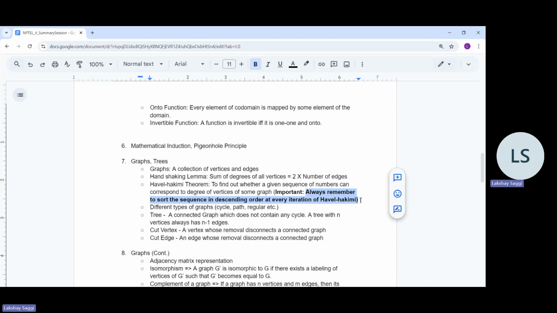This is a very common silly mistake among students. What they do is they initially order the degrees in descending order, but after that they forget to re-sort, because if you are reducing some numbers by one, then the sorted sequence can change. But if you don't re-sort the sequence, then you won't know if it has changed, and you can come up with wrong answers. So at every step, one should be sorting these numbers. Always remember to sort the sequence in descending order every iteration.